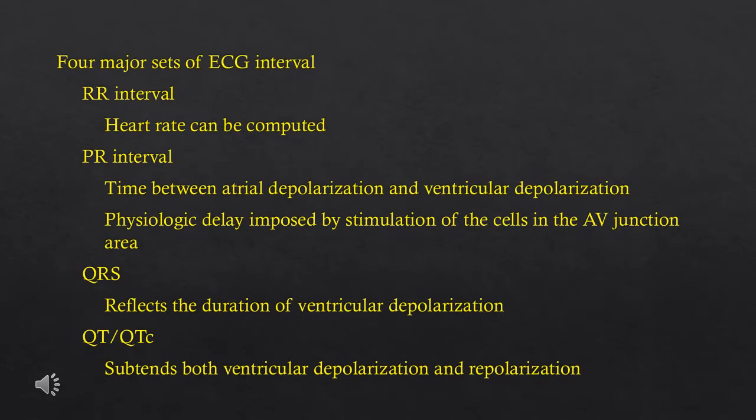There are 4 sets of ECG intervals. The RR interval, from which the heart rate can be computed. The PR interval, the time between the atrial depolarization and ventricular depolarization. It is a physiologic delay imposed by stimulation of the cells in the AV junction area. The QRS, which reflects the duration of ventricular depolarization. The QT, or corrected QT, subtends both ventricular depolarization and repolarization.